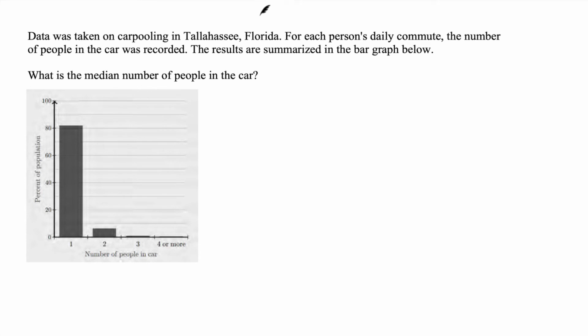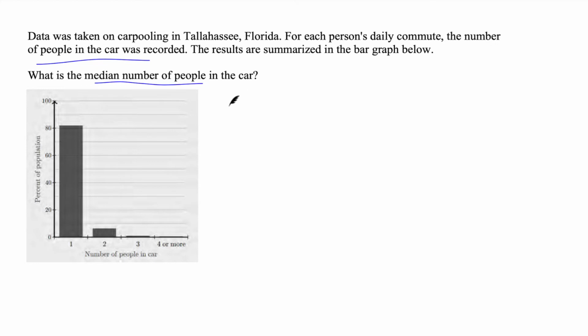Next question. Data was taken on carpooling in Tallahassee, Florida. For each person's daily commute, the number of people in the car was recorded. The results are summarized in the bar graph below. What is the median number of people in the car? This time there's no comparison, you have to calculate the median. But you can clearly see this graph is skewed right.